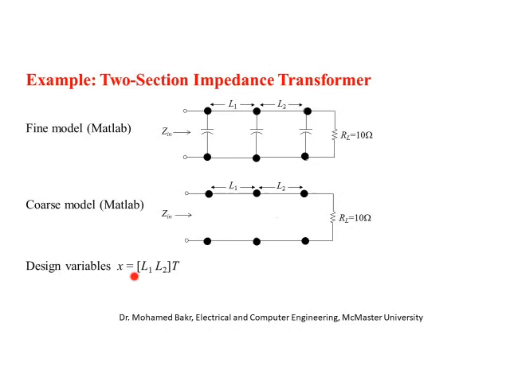So what you can do, you can apply some correction to this vector x, which is L1, L2. You can shift it by a certain amount, or you can multiply it by a matrix B and add a vector C, such that when you pass it to the coarse model, it gives you the same input impedance as that obtained from the fine model. So it's the same concept, but it's applied to a more practical high frequency impedance transformer.